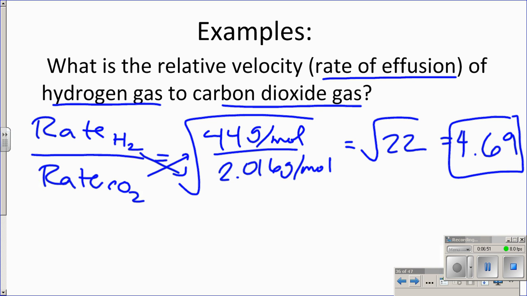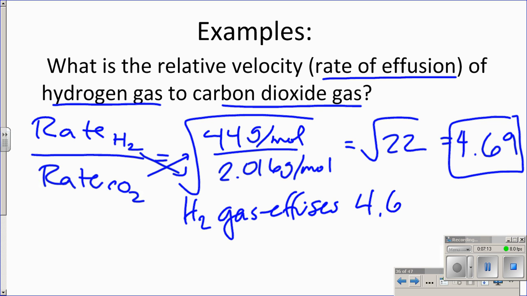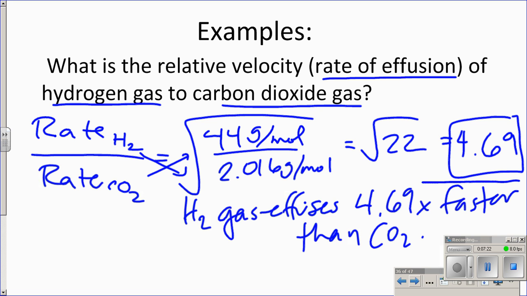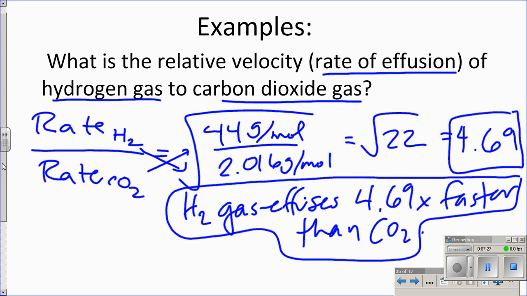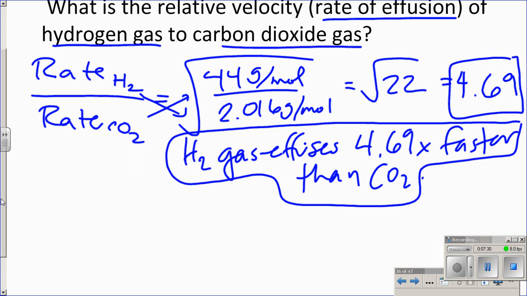Now this answer is technically the answer, but I'd like you to write a one sentence explanation summarizing what we have here, because sometimes you look at that number, there's no units, and you don't know what it's talking about. So your final statement should be, who moves faster? Hydrogen gas effuses 4.69 times faster than carbon dioxide. That is the final answer because it gives more meaning to what this number is referring to.